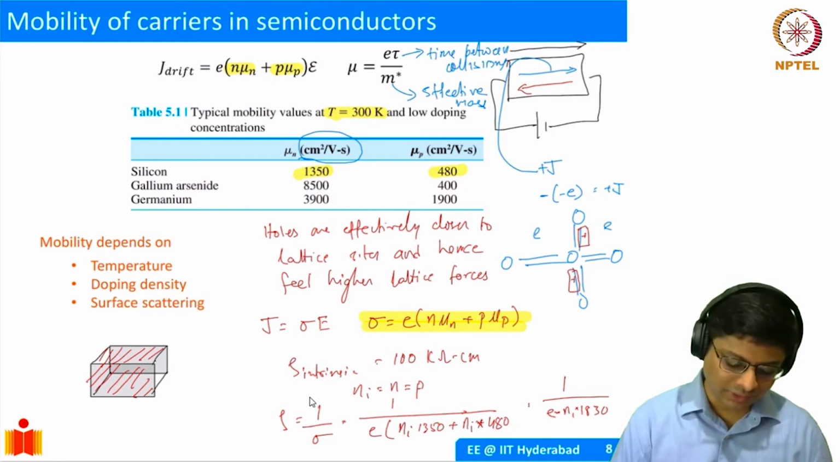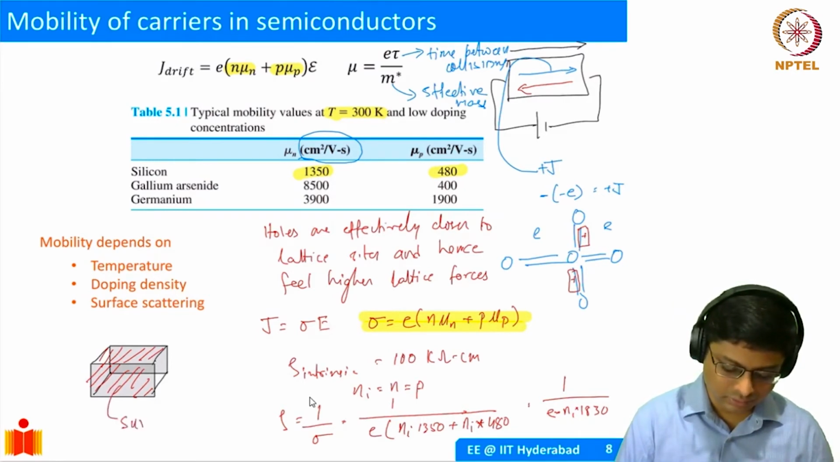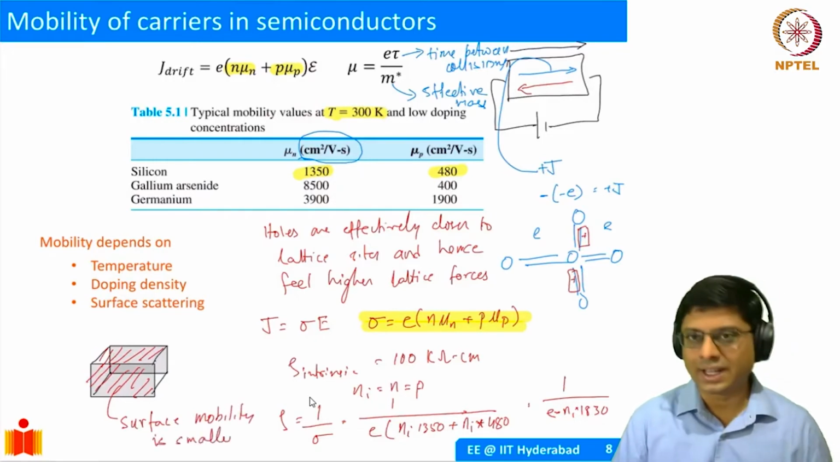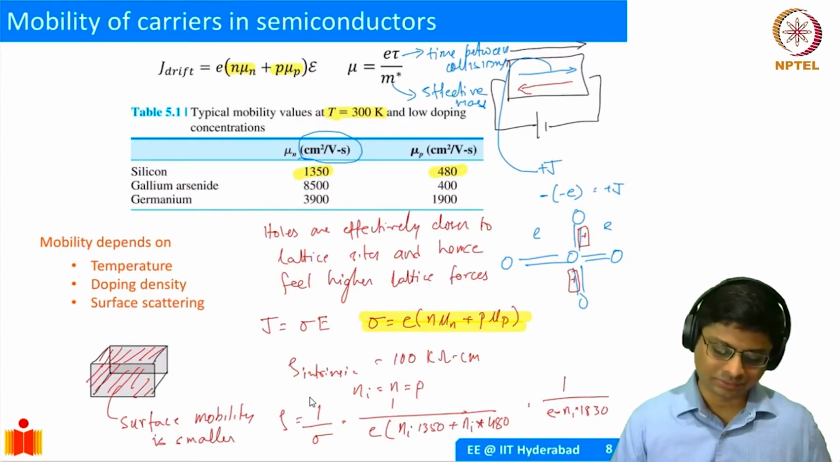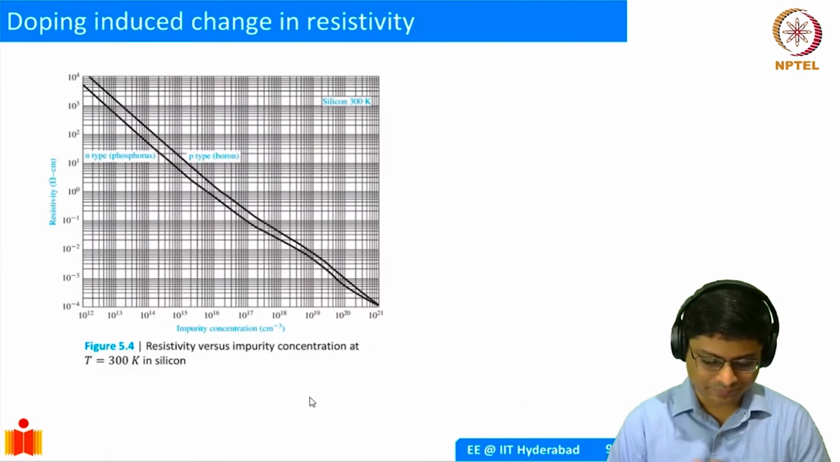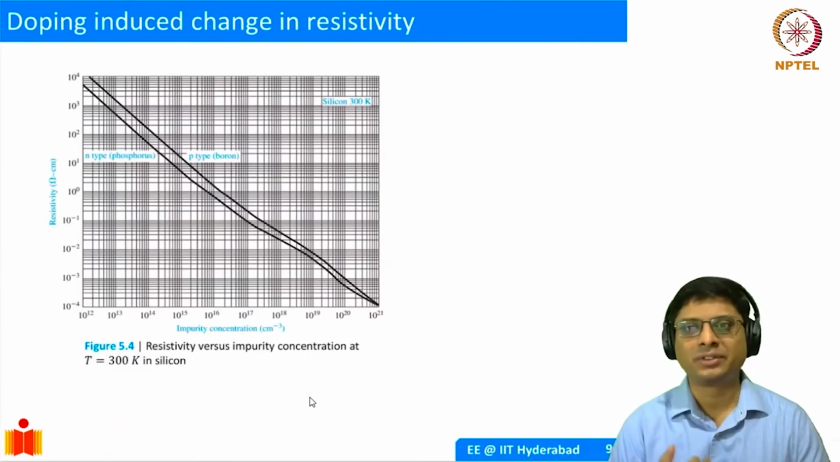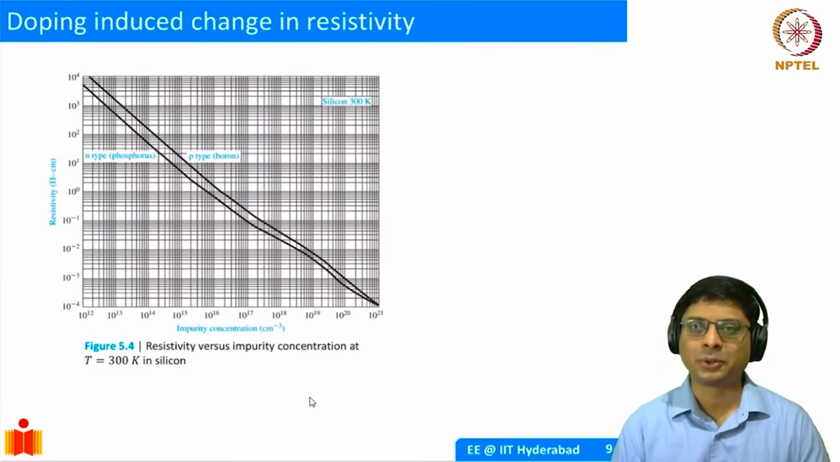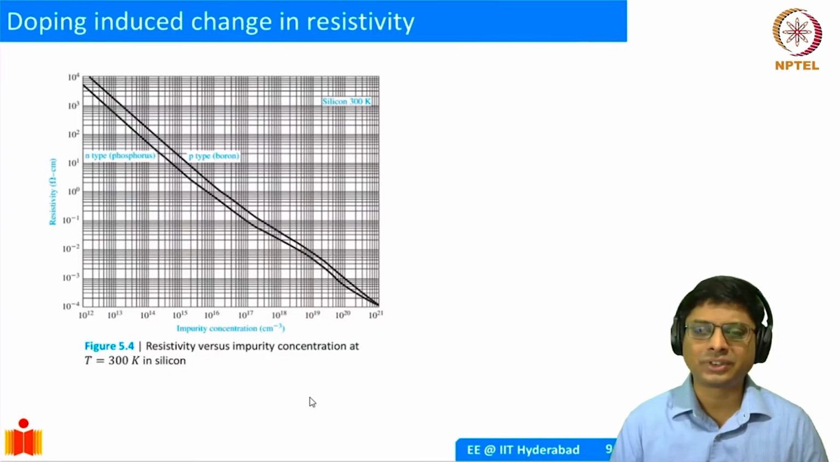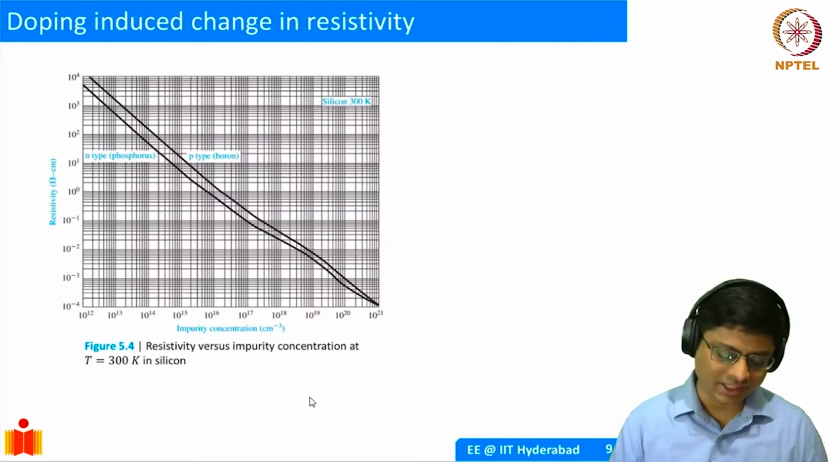So surface mobility is smaller than the bulk mobility. We could talk more about it, but we'll come back to it when we talk about MOSFETs, where we're going to introduce this one more time. All right. So now let us see how you could calculate these numbers for yourself and verify. Take a couple of examples.